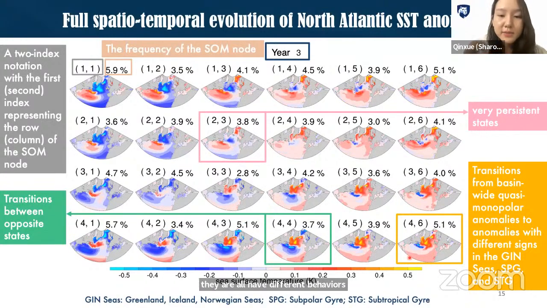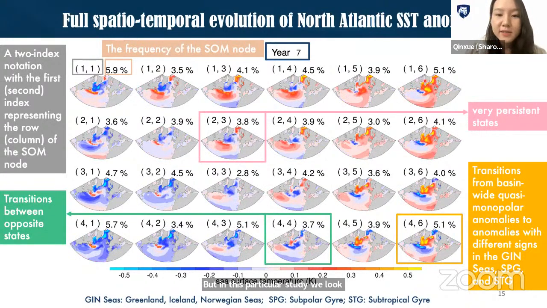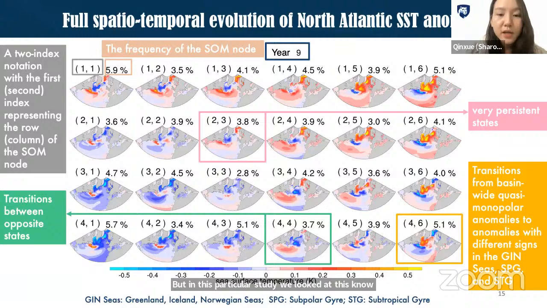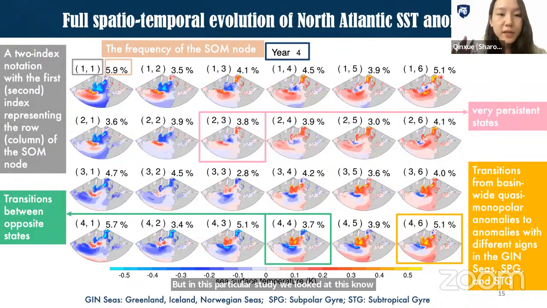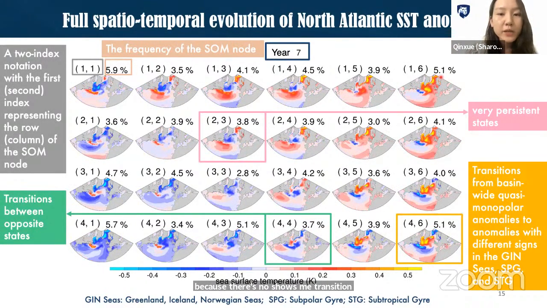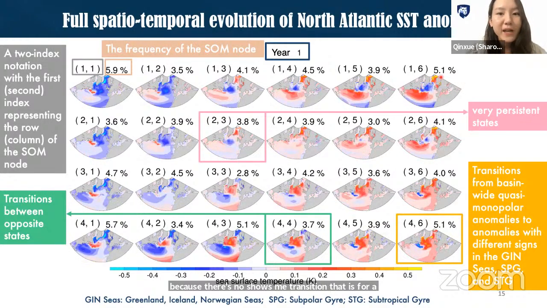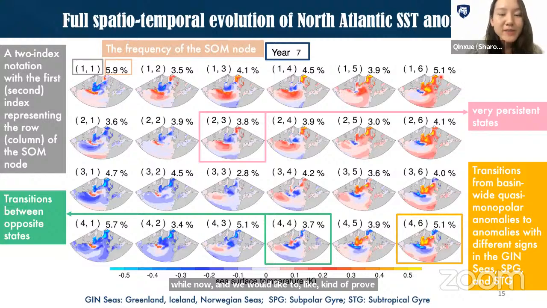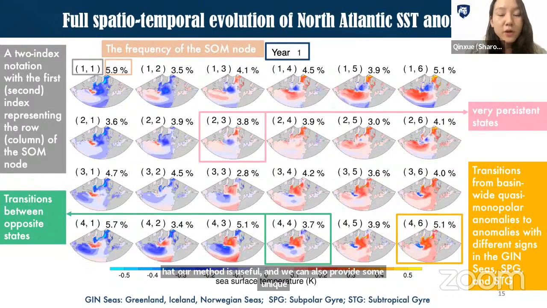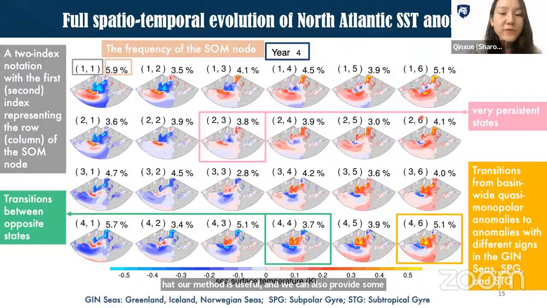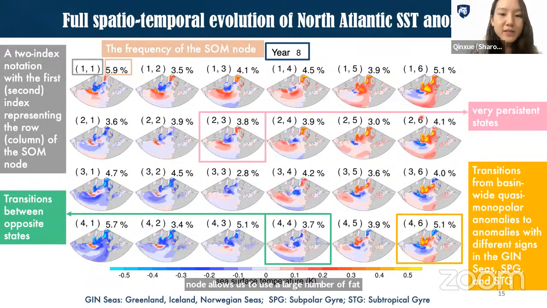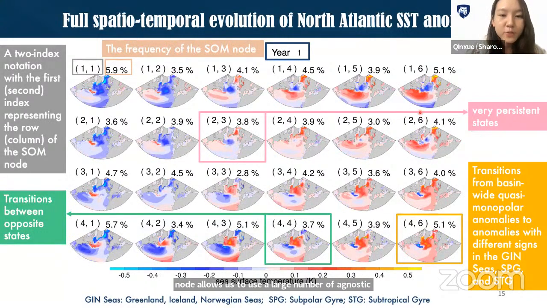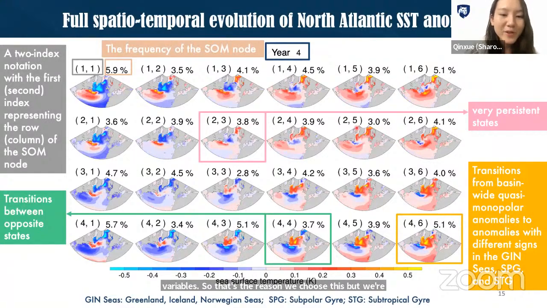But in this particular study, we looked at this node because this node shows an NAO and ME transition that is very well known, and we would like to prove that our method is useful, and we can also provide some new insights in this. And focusing on one node allows us to use a large number of diagnostic variables. So that's the reason we chose this, but we are actually exploring the other nodes as well.